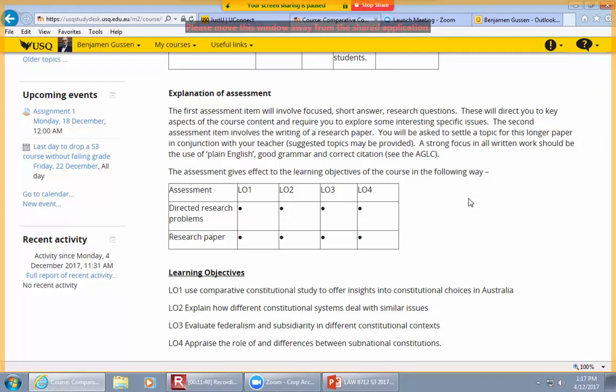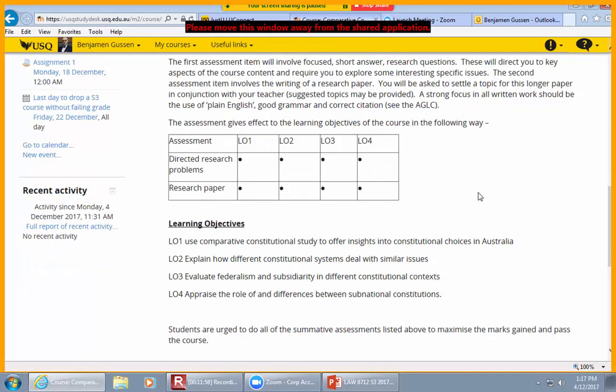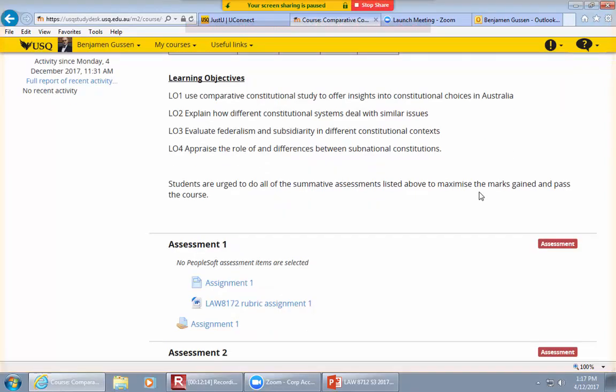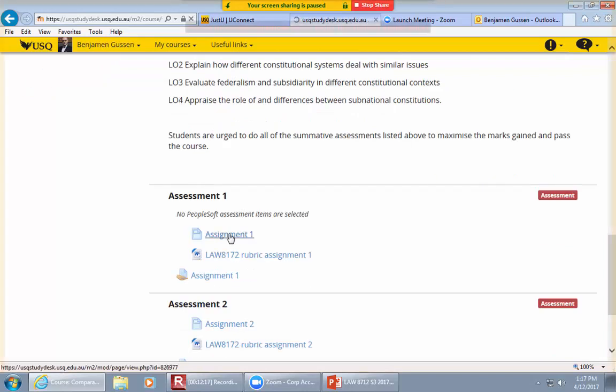The last objective is appraise the role of and differences between subnational constitutions. So this is going to be really the learning objective for the last research paper. Of course, you will have to touch upon it when you do your federal or subsidiarity assessment of different jurisdictions, because that's how you'll be able to sort of distinguish between whether we are talking about subsidiarity or federalism. All right, let's look at then the first assessment.